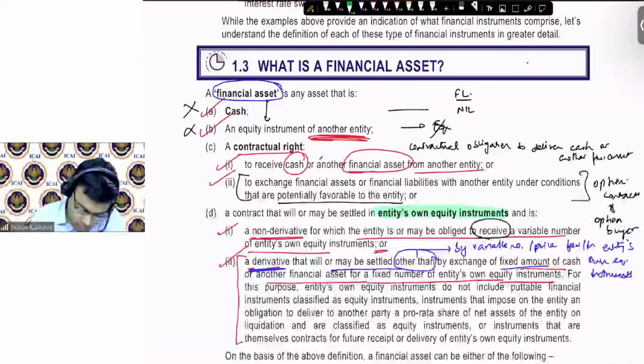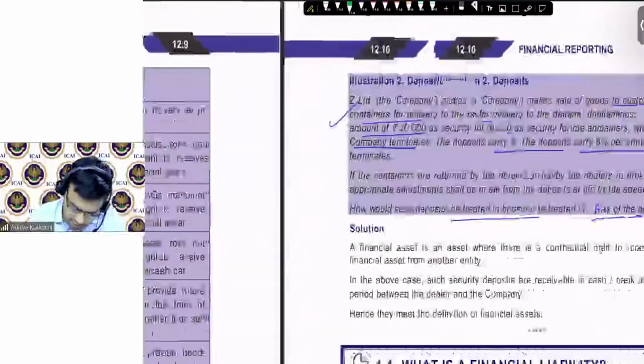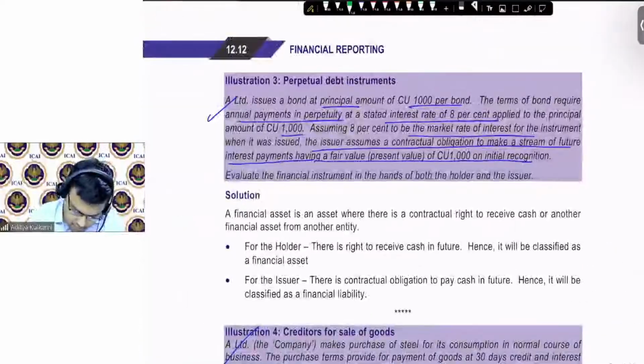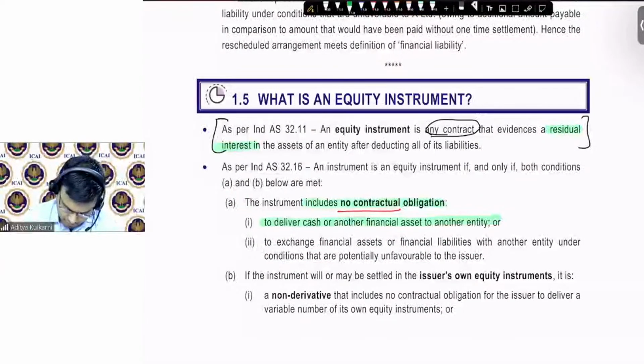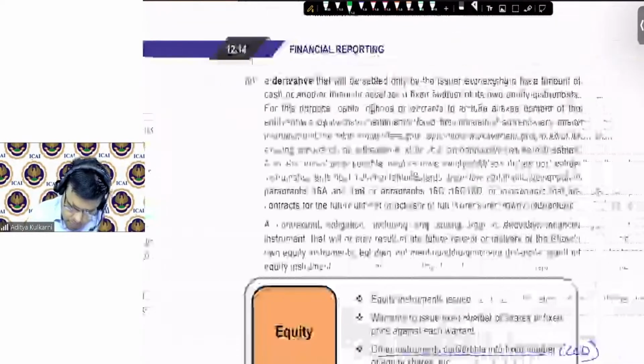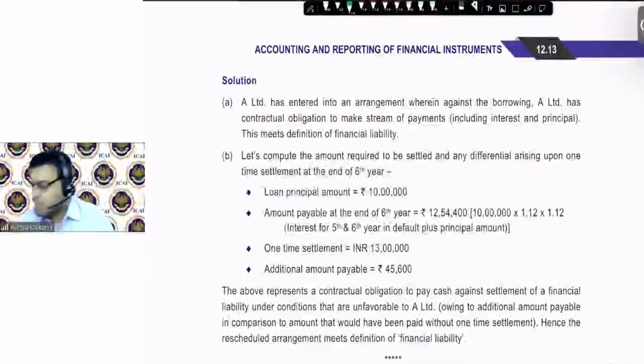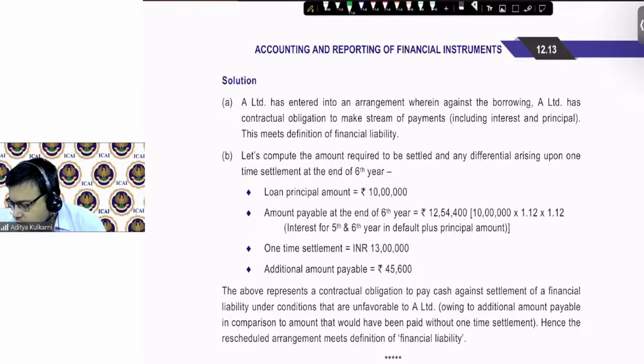All right. She wants me to visit the definition of equity. What is the definition of equity? Now, what is Kaushiki's question?